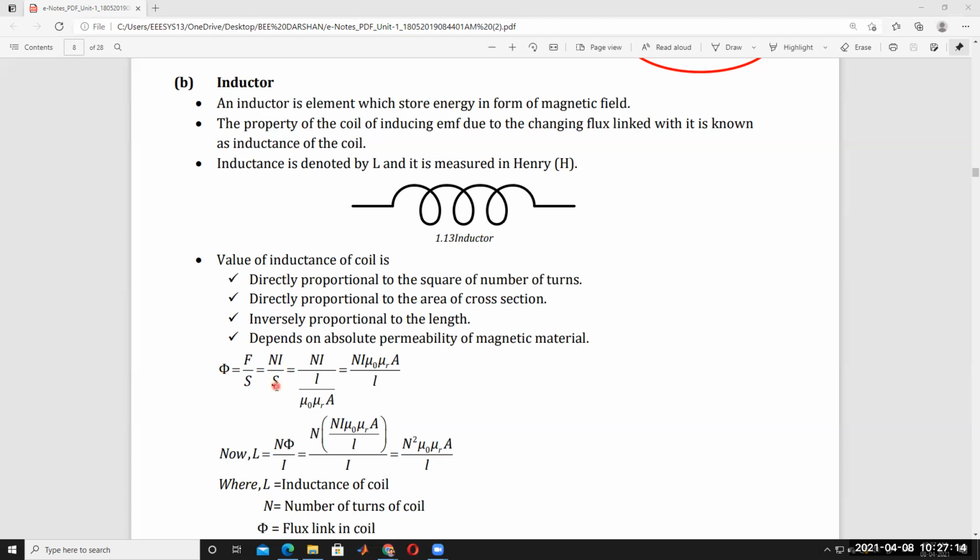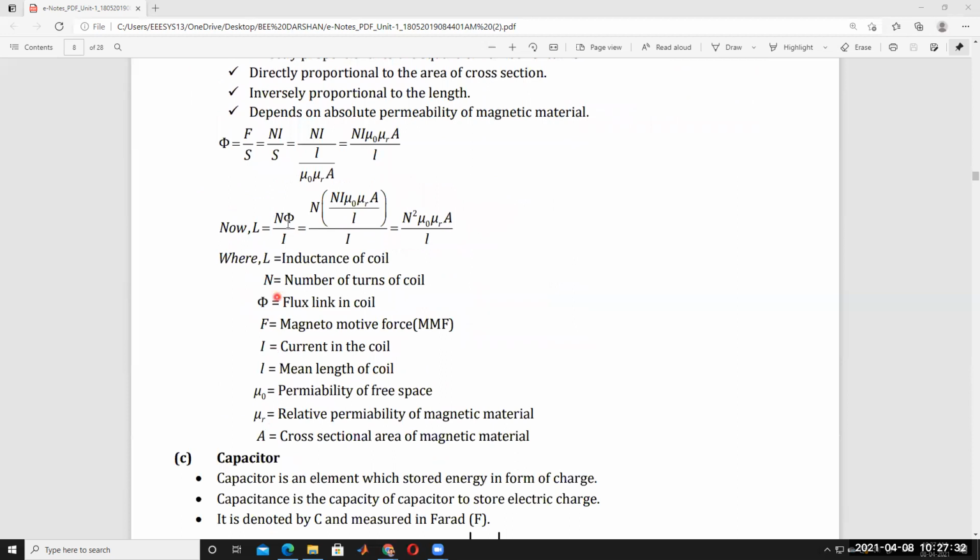The reluctance formula is L divided by mu naught into mu r into A. Reluctance is proportional to length and inversely proportional to the cross-sectional area. So flux is N I divided by L by mu naught mu r A. By simplifying, and using the inductance formula L equals N into phi divided by I, and substituting the flux, we get the expression.